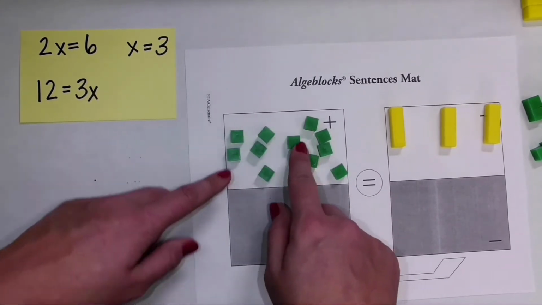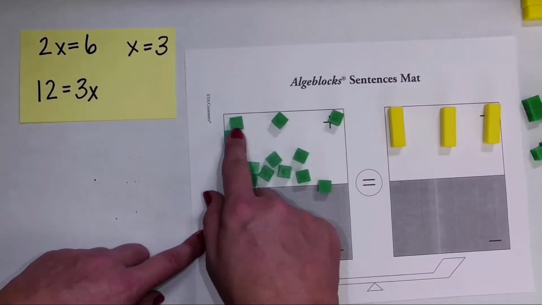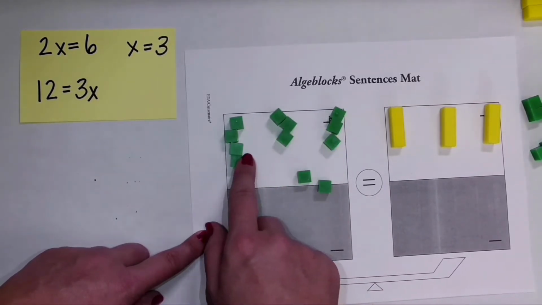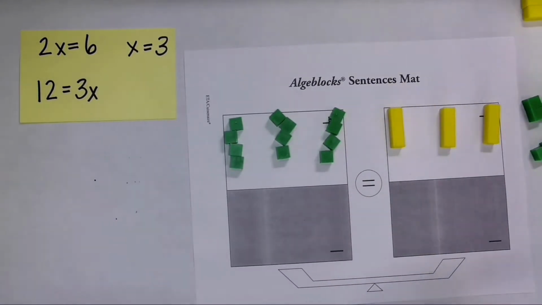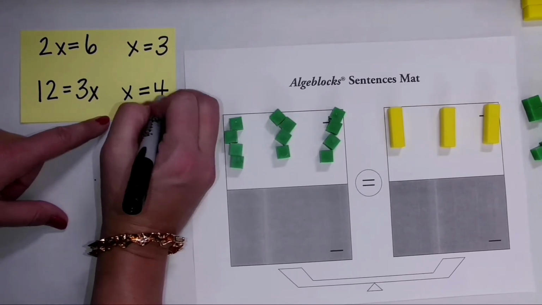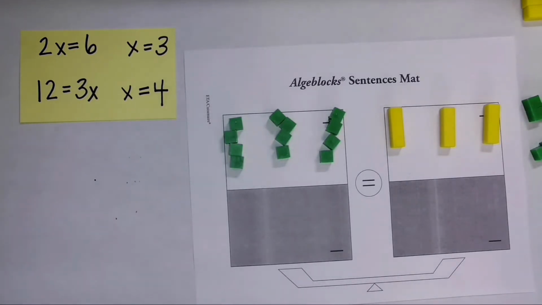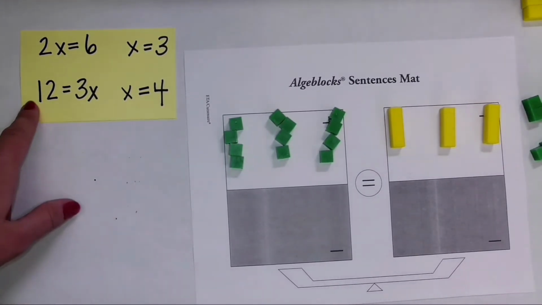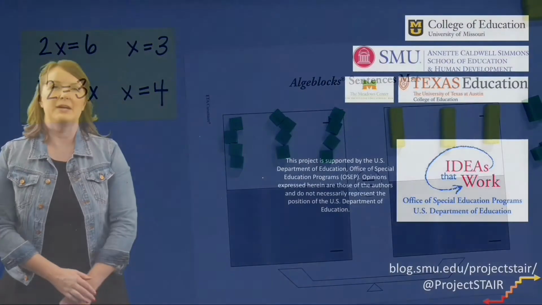So now I need to do that with my constant. All right, so I have 1, 2, 3, 4, 5, 6, 7, 8, 9, 10, 11, 12. How many are in each group? Well, each group has 4. So x equals 4. And that's just like an easy way to help students start to understand what it means if we are presented with equations such as 2x equals 6 and 12 equals 3x.